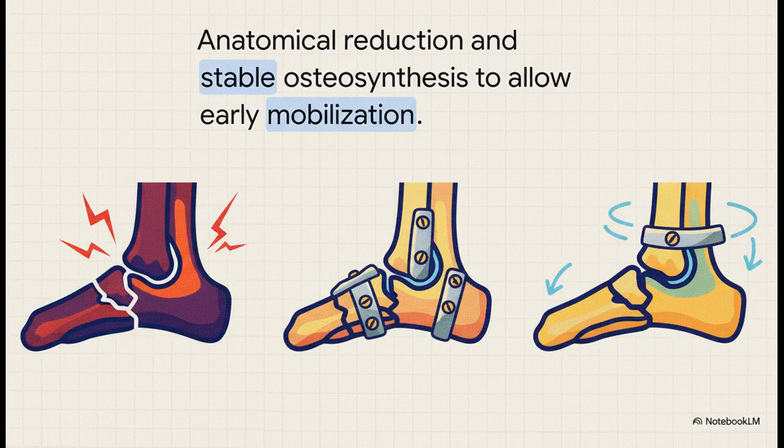And when we do go to the OR, our goal is absolutely non-negotiable. We are aiming for perfection. Because it's an intra-articular fracture, you cannot leave any step-off or gap in the joint surface. It has to be put back together perfectly, what we call an anatomical reduction. Then we fix it with plates and screws so it's rock solid. And why do we do that? So the patient can start moving early and avoid getting a stiff, painful ankle down the road.